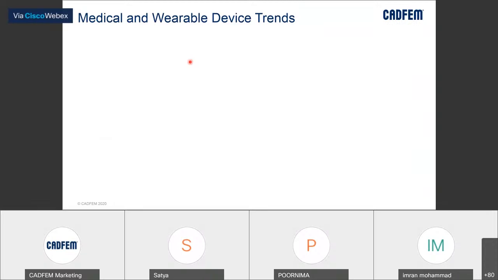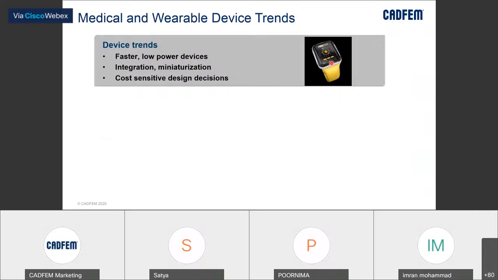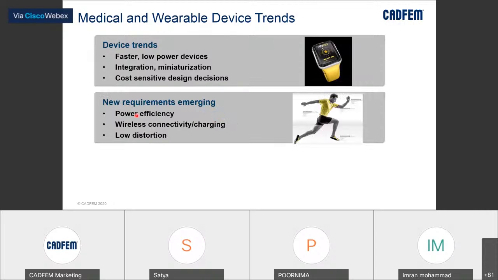So we have to see what the device trends are in the wearable part. We are going to see a simple Fitbit or a smartwatch. You can see faster as well as low power devices. These are going to operate at 1 volt or 1.5 volt, and at the same time they have to be integrated in a very small size, so miniaturization is also important. Then finally the cost sensitive analysis. We have to bring out the best optimized product so as to go for a longer run at a very low cost.